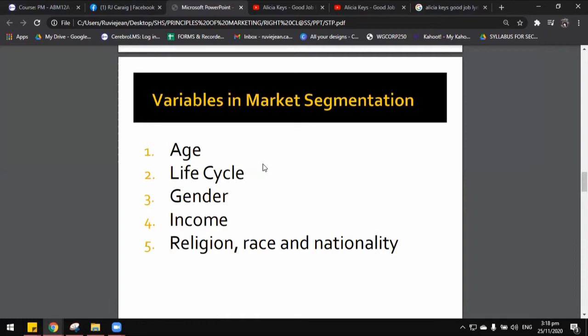So let's discuss the first one, which is age. First, demographic variables. Please take note, class, ha? Ito yung first variable natin in market segmentation, demographic variable. Okay, first is age. One of the variables that marketers take into consideration in dividing the market is age and how this affects consumption. So for example, when purchasing mobile phones, 'di ba?